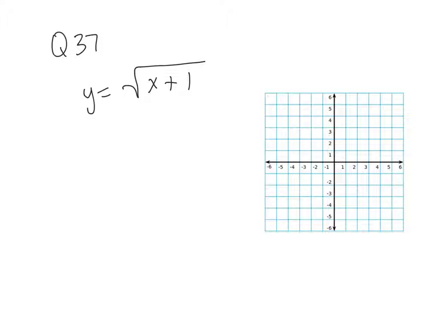Hello, this is Algebra C, page 6 notes, questions 37 through 40. This will be the rest of your packet.